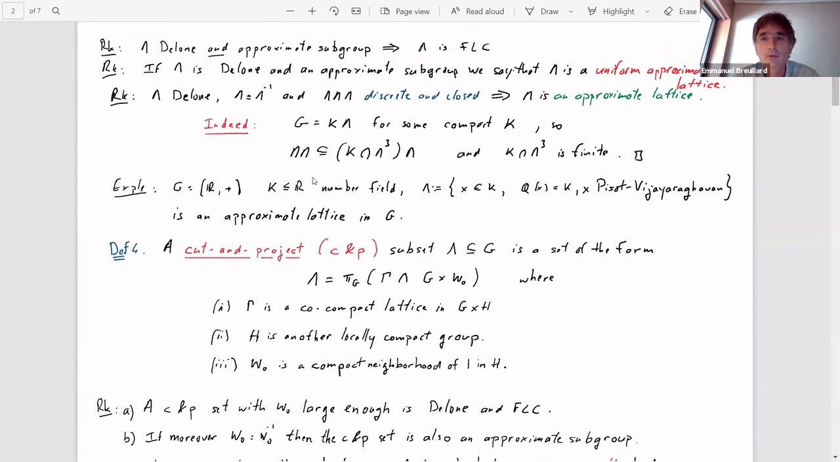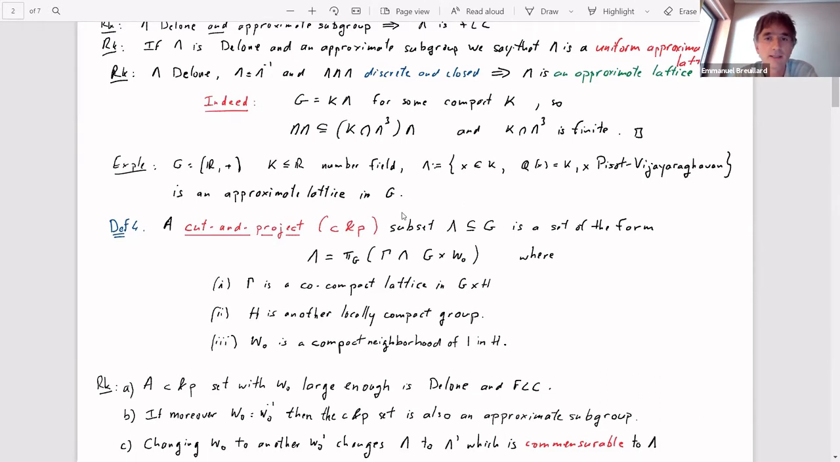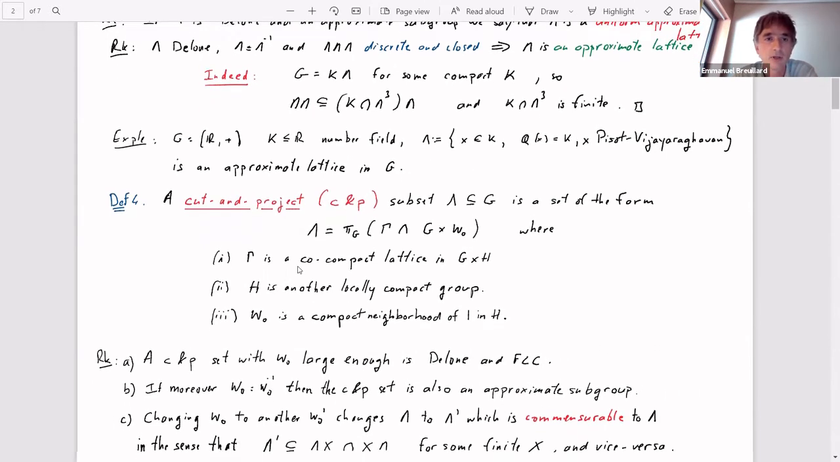So here's an example on the real line. You take the real line and a number field in the real line, and you look at the set of elements of the number field that generate the number field and are also Pisot-Vijayaraghavan numbers. These are the numbers that are bigger than 1 and have all their other conjugates in the unit circle. So this is an example of an approximate lattice in R.